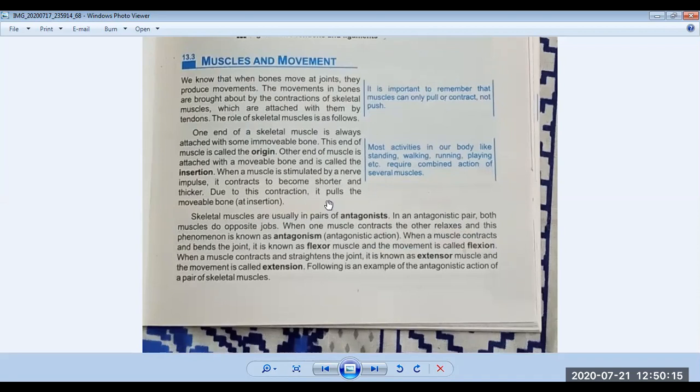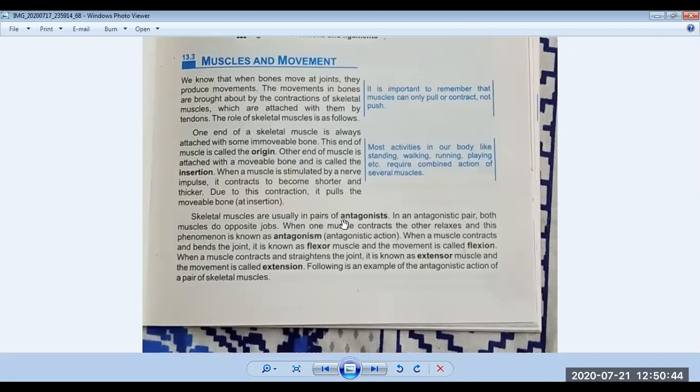The role of skeletal muscles, how they work in the body. In this we will discuss different terms: antagonism, flexor, extensor, and their antagonist pairs and their working. First we will discuss the antagonist. What is an antagonist? You can see skeletal muscles are usually in pairs of antagonists. Yes, they always work in pairs.